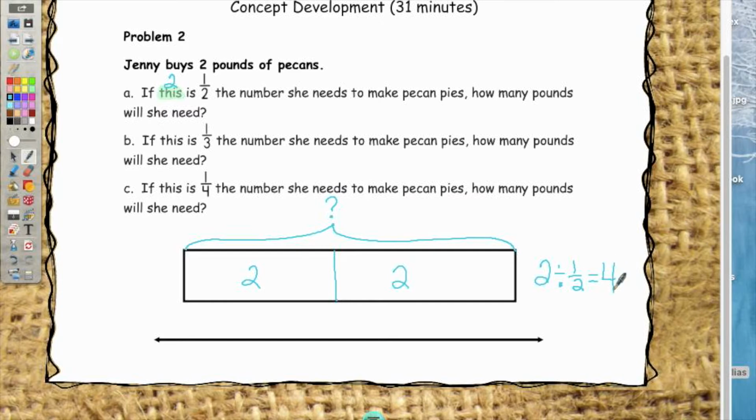Okay, so on that other page when we did 2 divided by 1/2, did we get 4 for our answer? Yeah, but we had 4 bags, didn't we? Yeah. This time we have 4 pounds that we need, so we would change this to 4.